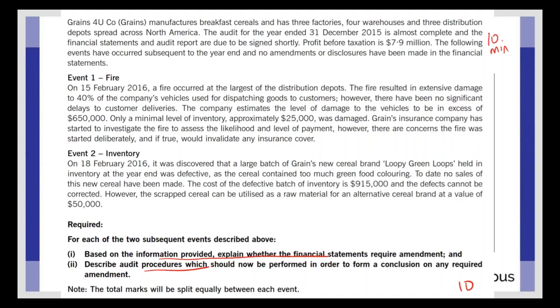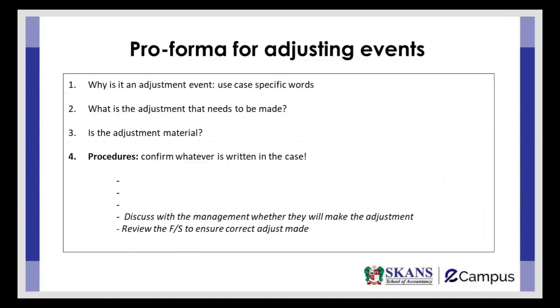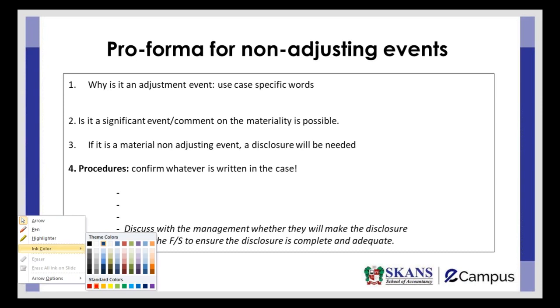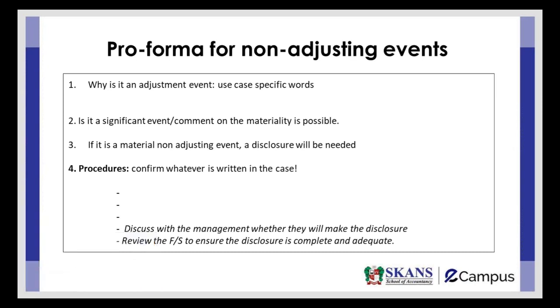What I've done is I've made a quick proforma for you for each type of event. So this is not an adjusting event, this is a non-adjusting event. Let's fill this up. So for all adjusting and non-adjusting events, this is the proforma that I will need to fill out. Let's start with the first one, Mark.